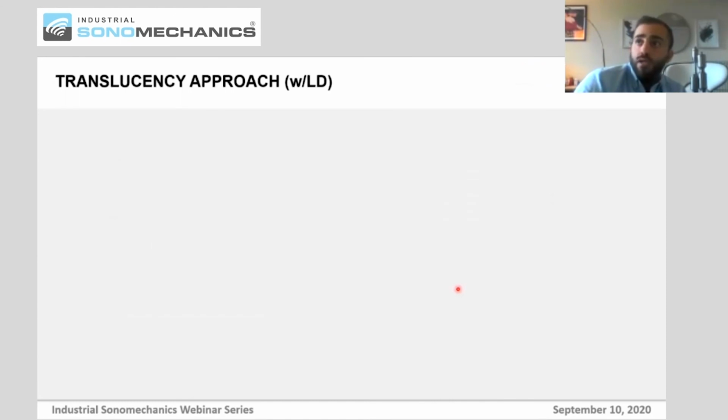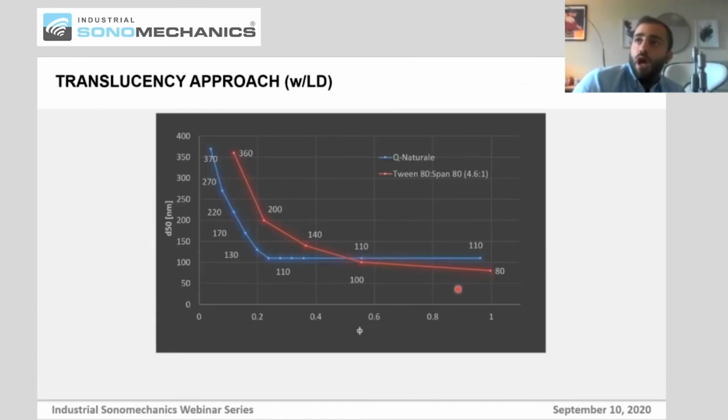So we took that optimum HLB, and we took the optimum carrier oil and CBD extract content, and we performed a translucency approach with this Tween 80 Span 80 nano-emulsion and the optimized Q Natural nano-emulsion that we described previously with the carrier oil study. And we just increased the surfactant amount. This value here is known as phi, and it's the ratio of total surfactant to total oil. So as we're going from left to right, we are increasing surfactant until we approach about 1, so a 1-to-1 ratio of total surfactant to total oil.